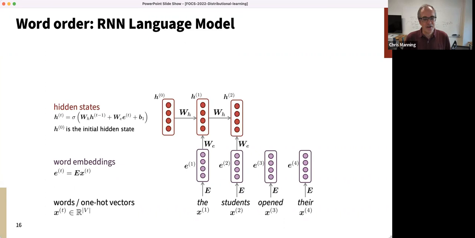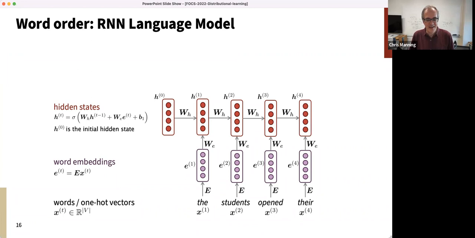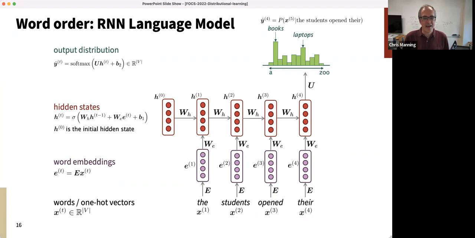And keeping on using the same parameters, we go through the text and produce these hidden representations. And at any point, we can use this hidden state representation to do something such as predict what word should come next. We put it through a softmax, sort of like before, and we get a word distribution. So this is an interesting representation I'll come back to. It starts to show already that we have something new here in this hidden state, where we have a new representation of a word token. So here's a representation of the word opened appearing in the context of the students.